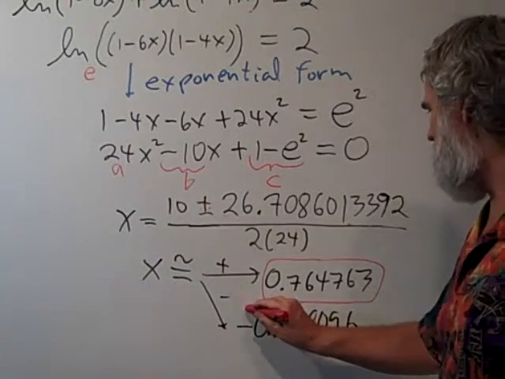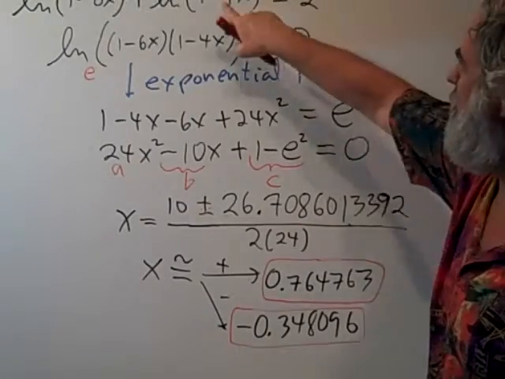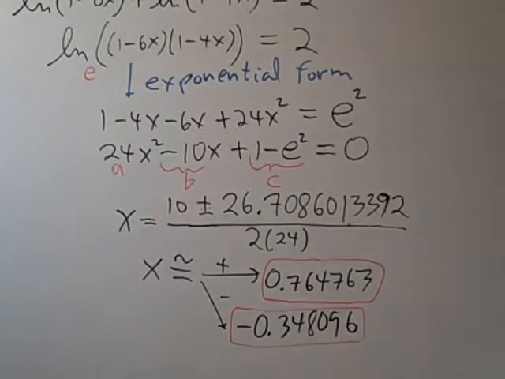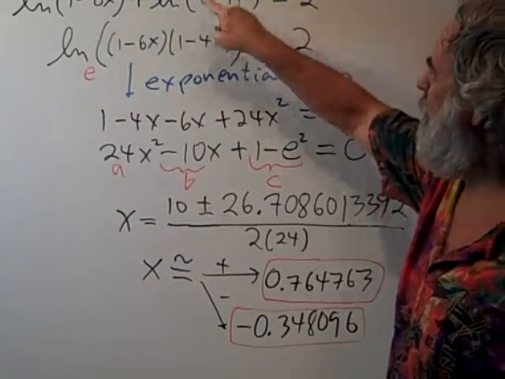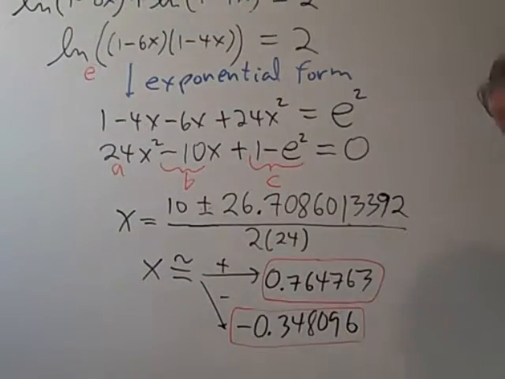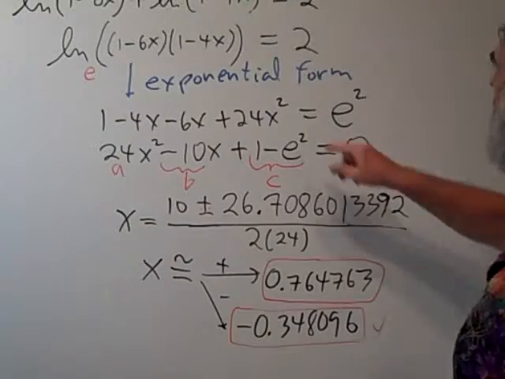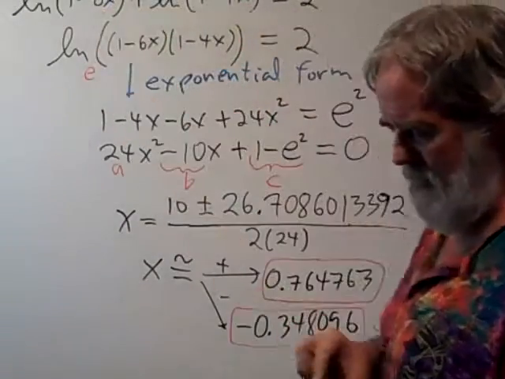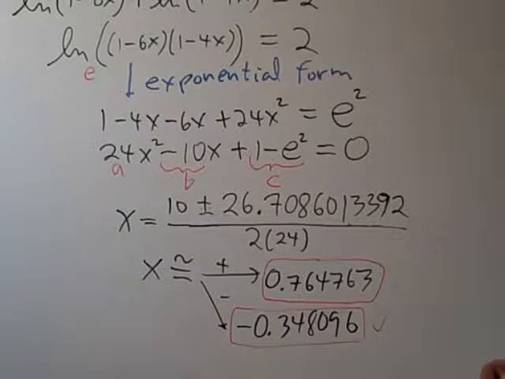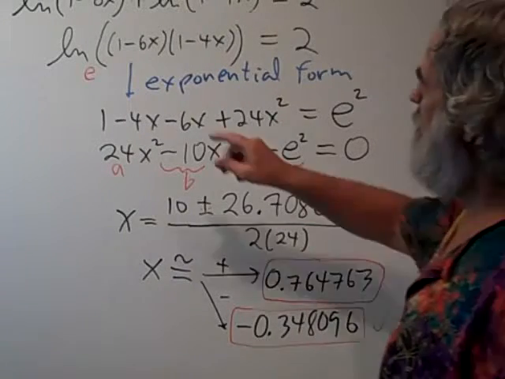These are two possible solutions, but we have to make sure they don't make any of the logarithmic arguments negative in the original equation. For example, 4 times this one, that'll be positive, so this being negative makes the argument positive for both, so this one's okay. This one doesn't cause us any problems, but this other one, 0.764763, if we multiply that times 4, or multiply it times 6 even, it's larger, it becomes too big. It causes this to become negative.